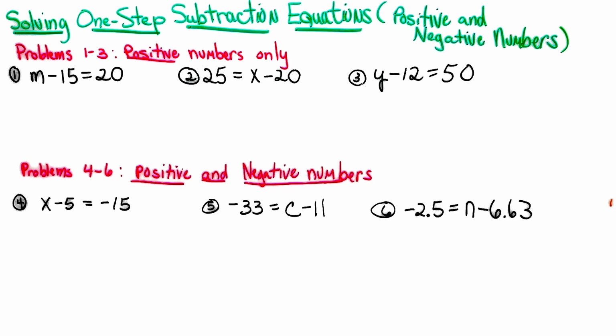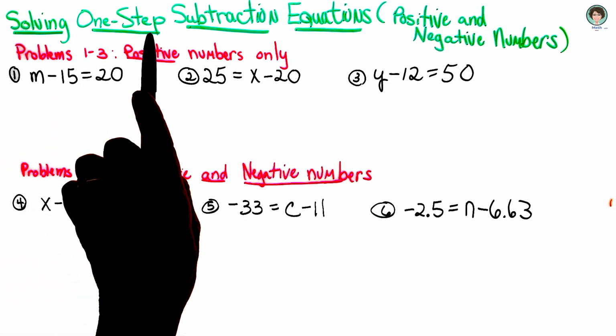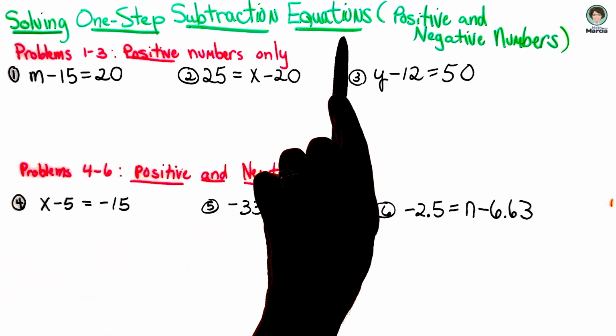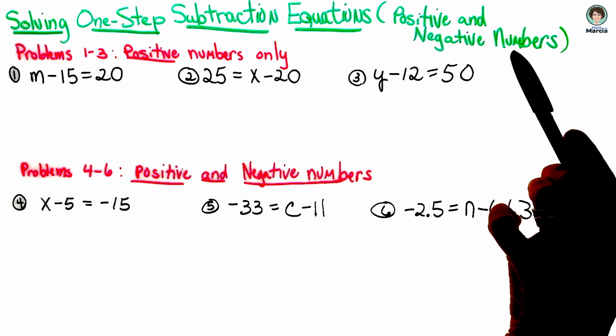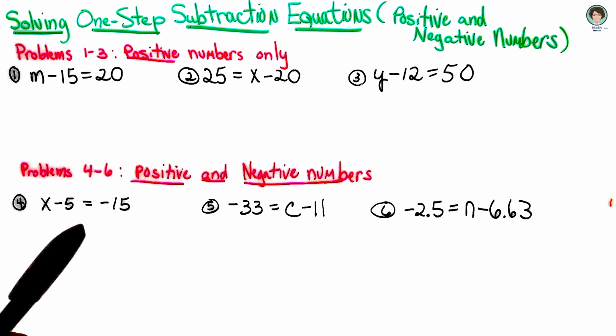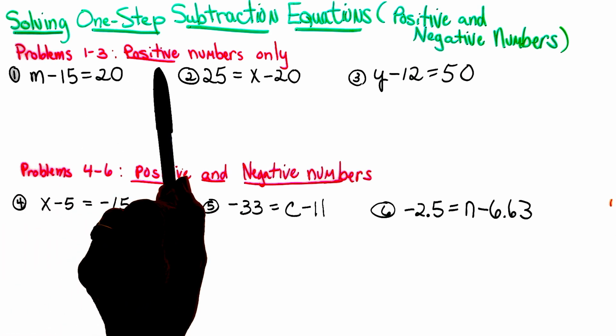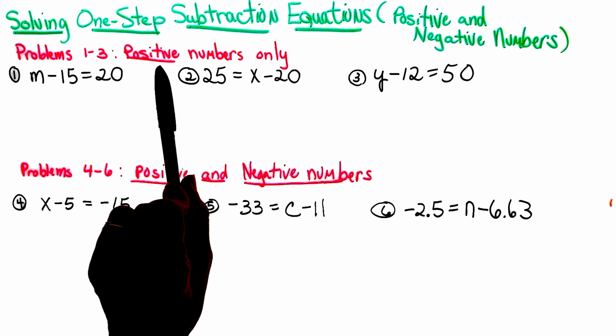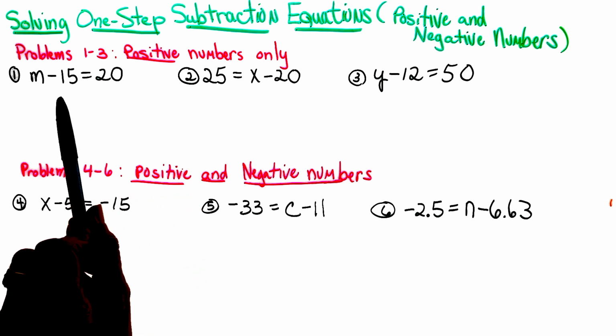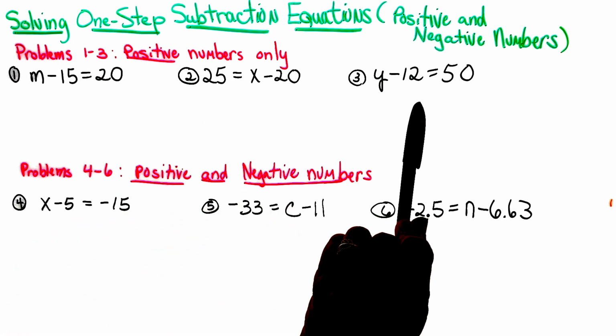For this lesson, we are going to be solving one-step subtraction equations. We will be using positive and negative numbers. Notice problems 1 through 3: if you have not learned integers yet, which are positive and negative numbers, these are examples of just all positive numbers.